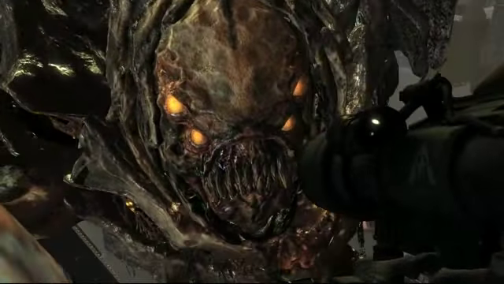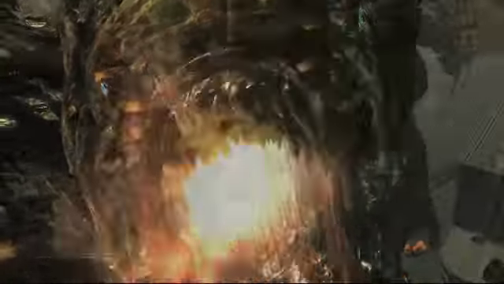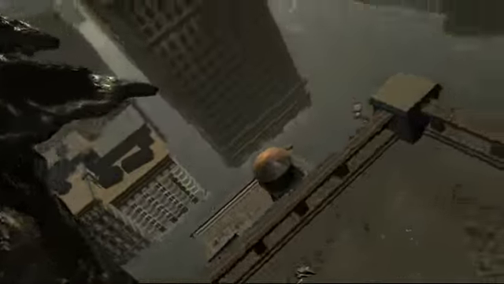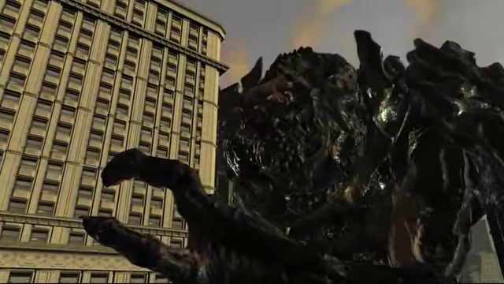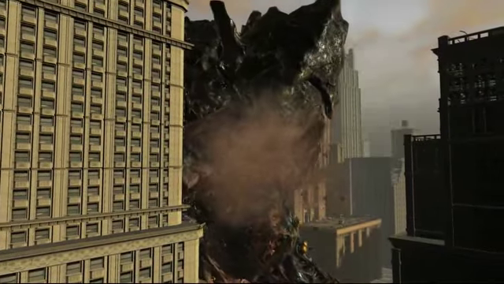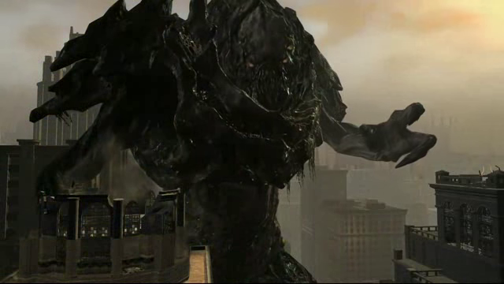So when you do get picked up by this Leviathan, it's a different fighting mechanic than you're used to in the game. The Leviathan isn't the only boss character you're going to find in the game. There are several other very large and unique characters that you'll encounter as you move through America.